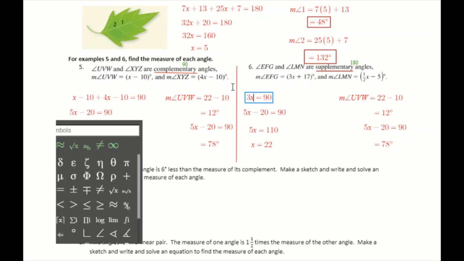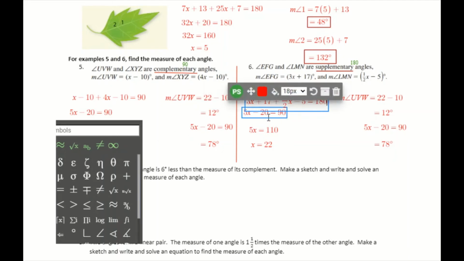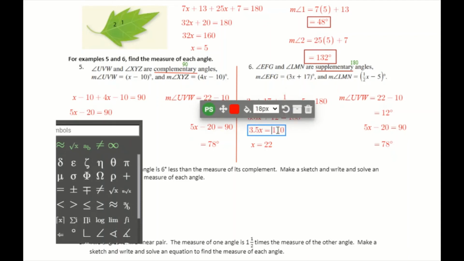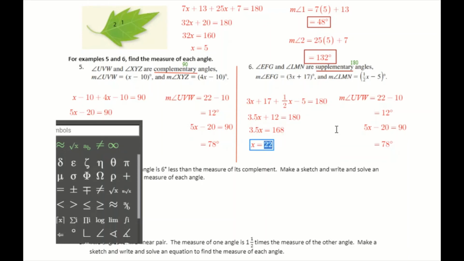I got the 3x plus 17 plus 1/2 x minus 5 equals 180. Okay. Now 3x plus 1/2 x is going to be 3.5x. And then 17 minus 5 is 12, so this should be plus 12 equals 180. I'm going to subtract 12 from either side. So 180 minus 12 is 168. And then if I divide both sides by 3.5, I get 48.